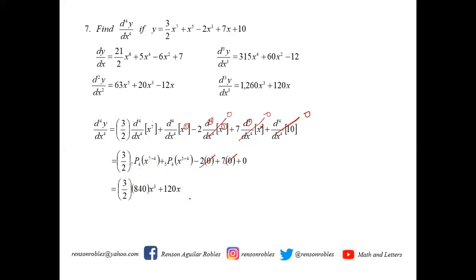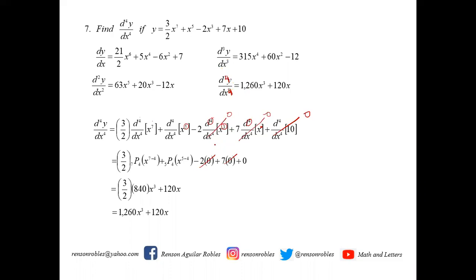And then finally, the fourth derivative of y in terms of x is equal to 1,260x cubed plus 120x. By the way, I'd like to apologize for this notation. This is the fourth derivative of y. Sorry for this one. Okay. This is the fourth derivative of y in terms of x because this is the derivative of the third derivative.